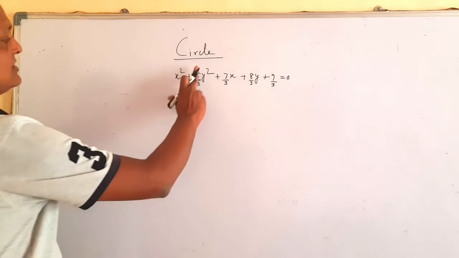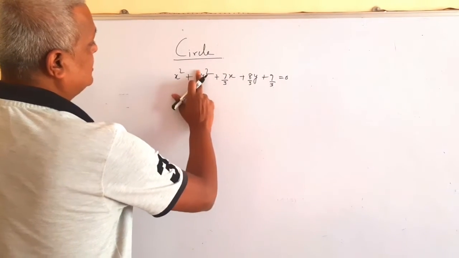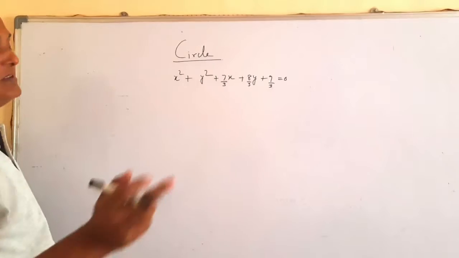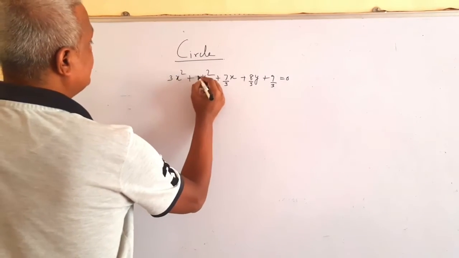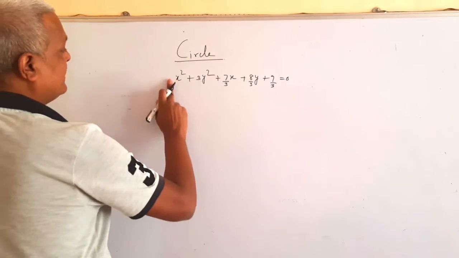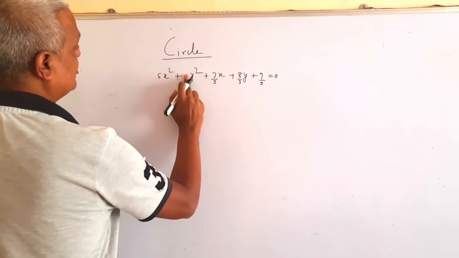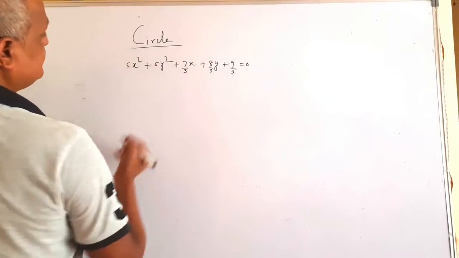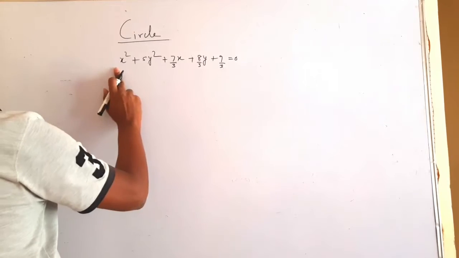So the requisite condition is that the coefficients of both x square and y square should be the same. Like if it is 3x square, this should also be 3y square. If it is 5x square, this should also be 5y square.